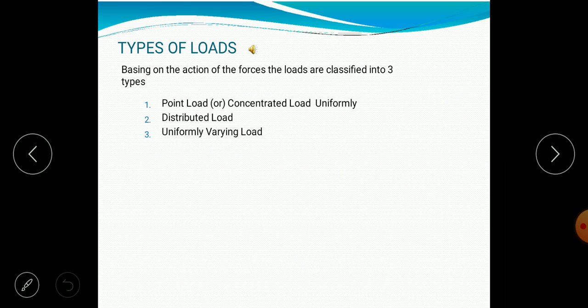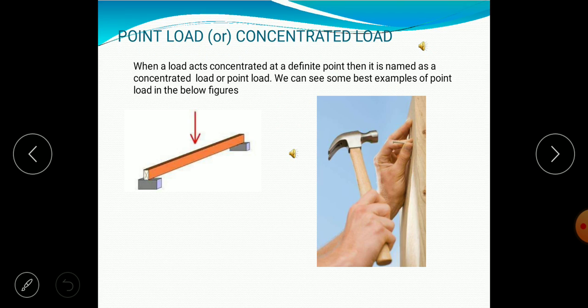Next, types of loads. Mainly based on the action, we have 3 types of loads. First one is point load or concentrated load, second one is uniformly distributed load, third one is uniformly varying load. So let us discuss concentrated load. A concentrated load is a load which is acting on the beam, a horizontal member, at one place, concentrated at one place. Here the load is represented with an arrow, meaning the total intensity of load is acting at one point on the beam, then that load is known as a concentrated load.